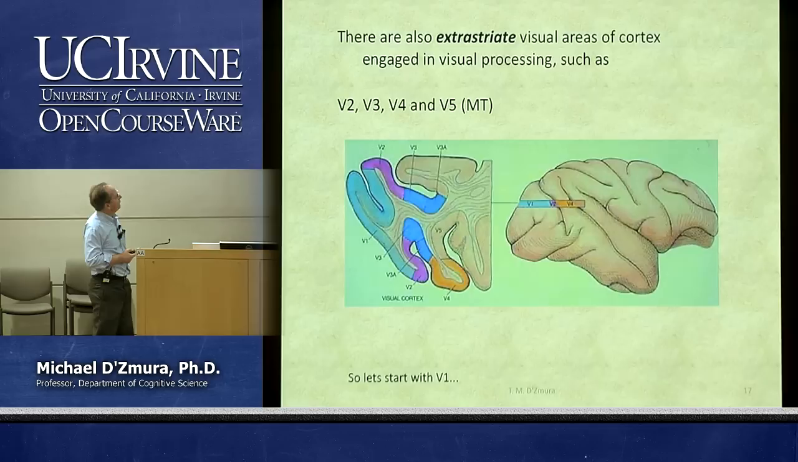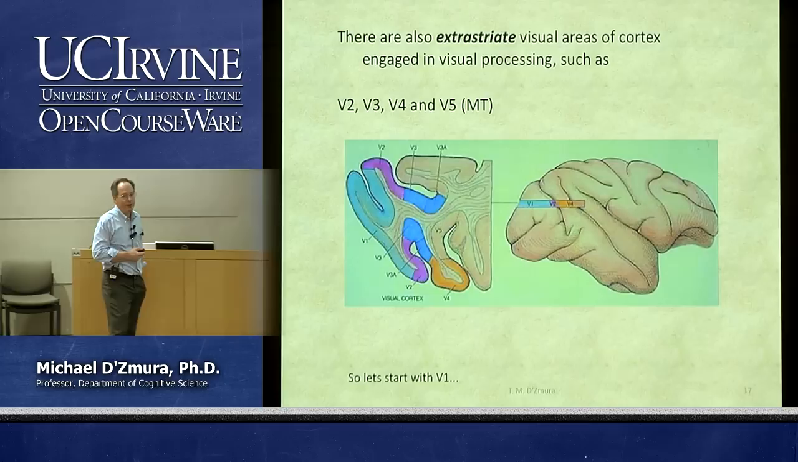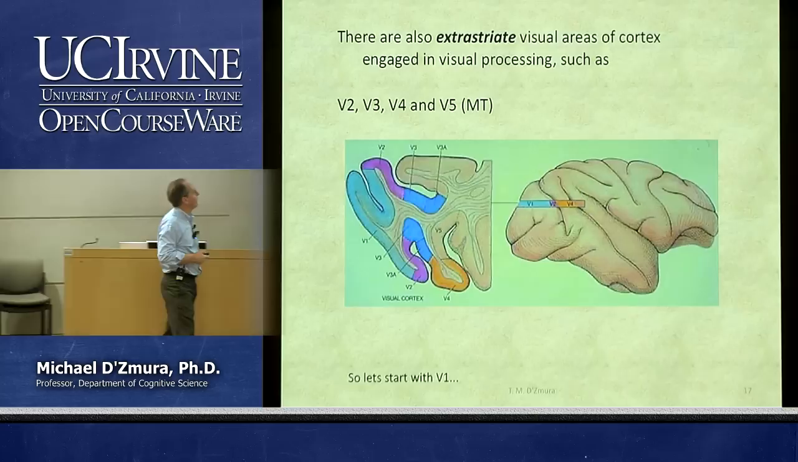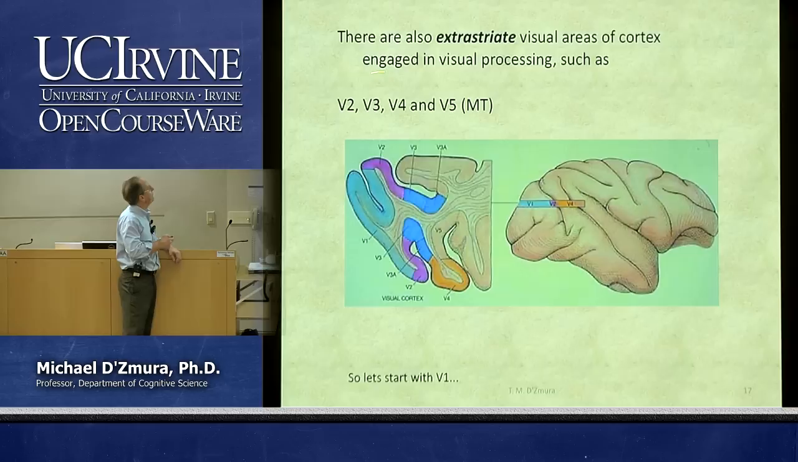So it turns out that visual processing doesn't stop with neurons in V1. There are what are known as extrastriate areas, extrastriate beyond striate cortex, sort of the next stage. And these engage in visual processing as well. Some of the lower stages of extrastriate visual information processing are carried out in what are termed visual areas 2, 3, 4, and 5. So that's V2, V3, V4, and V5.